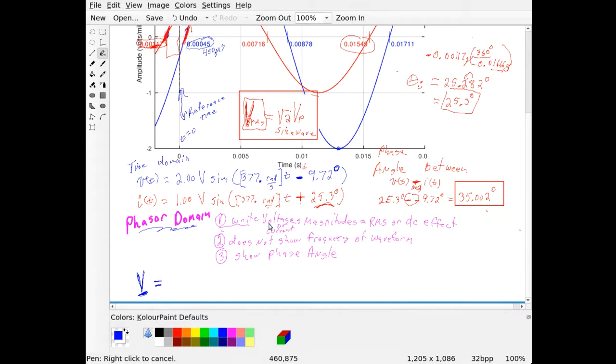We're going to write the voltage in terms of the RMS value. I have over here that VRMS is equal to the square root of 2 times the peak value. Well, I have the peak value. Here's my peak value.